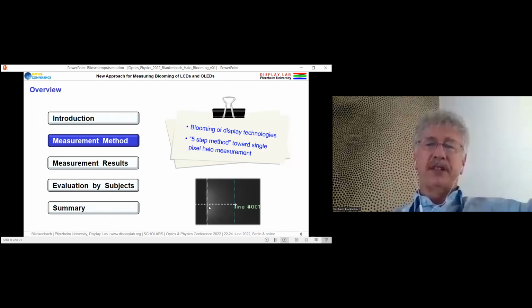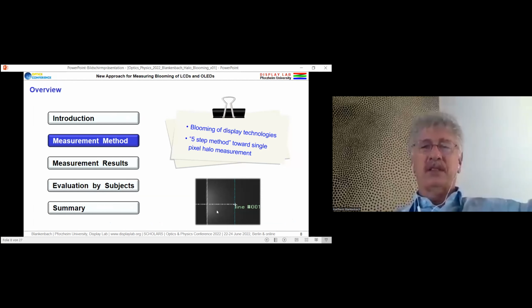As I already said, we measure bright areas here on the left, and to avoid measurement errors by light leakage into the lens system, etc., you have to block this, but what you see here is the halo of an OLED.